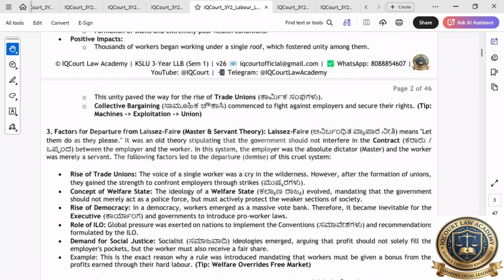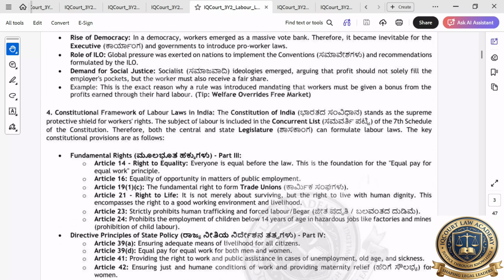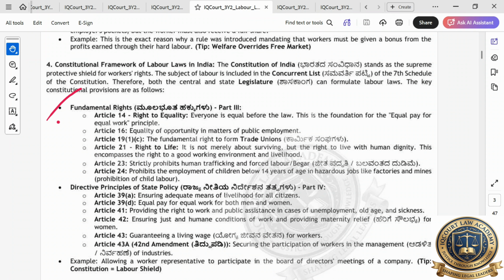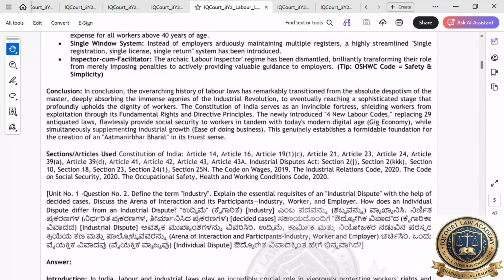The way we explain it is full of technical words for you to write in the exam. We are also providing the sections, headlines, articles. These are articles, article sections, everything we are providing.